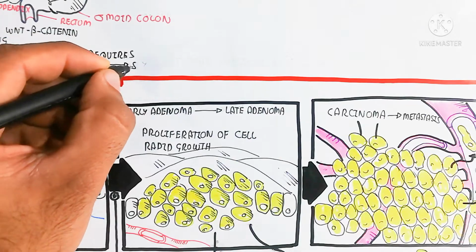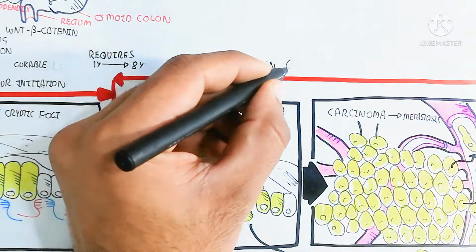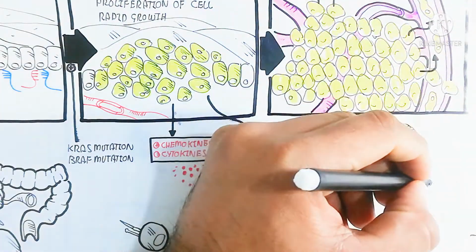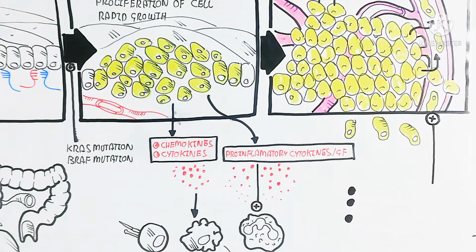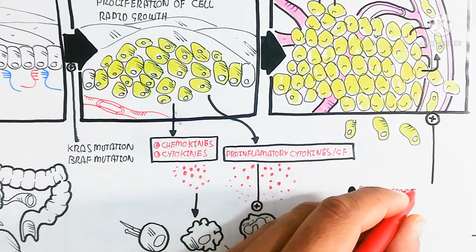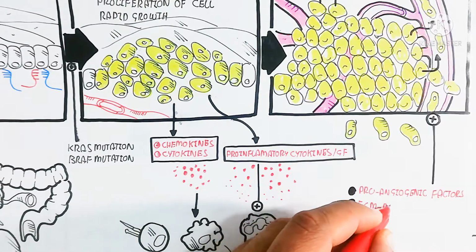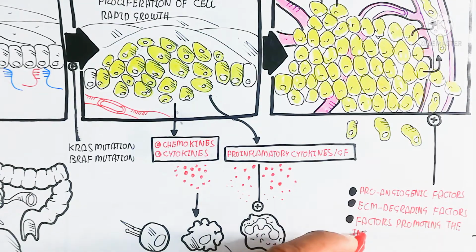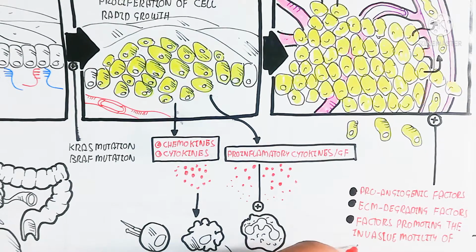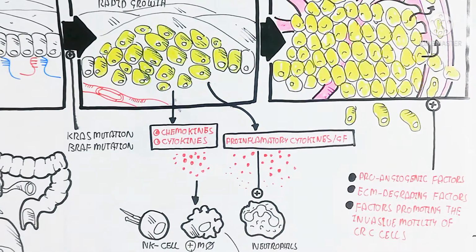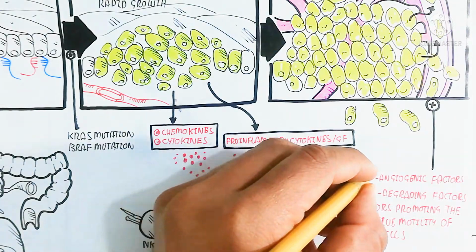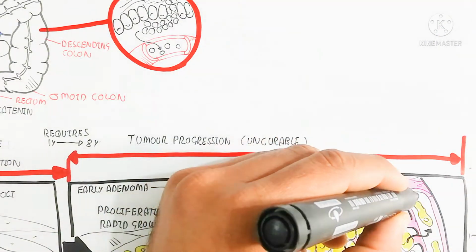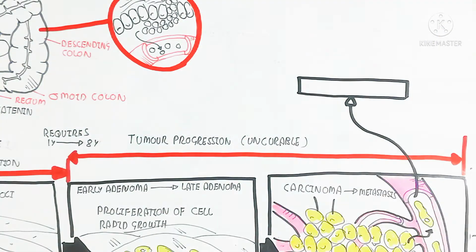The carcinoma will move as a metastasis stage into the blood circulatory system, and their fate is different parts of the body. In this way more pro-angiogenic factors will be increased, and extracellular matrix degrading factors enhanced, and factors promoting the invasive motility of the carcinoma cell. So you can see the blood circulatory system will fill with more carcinoma cells, and these carcinoma cells will move into the circulatory system, and their fate is different organs.